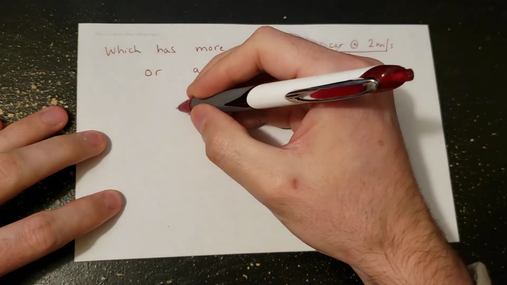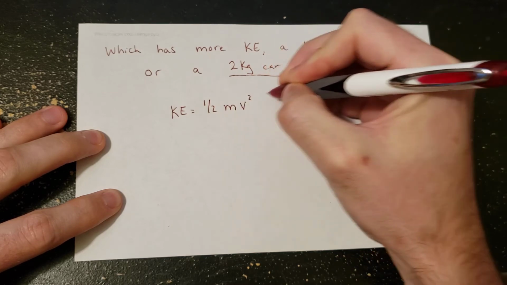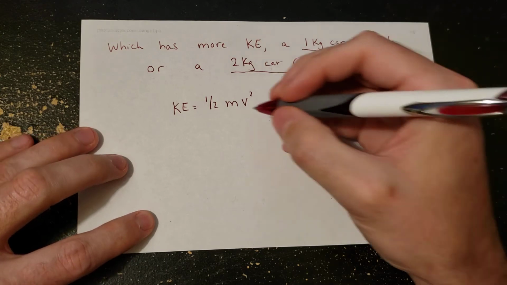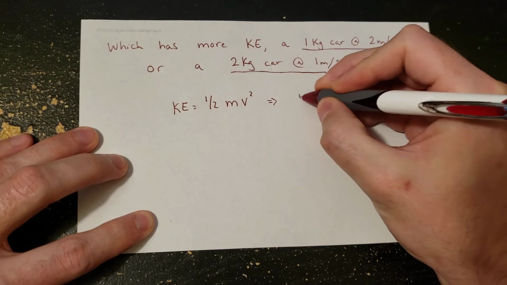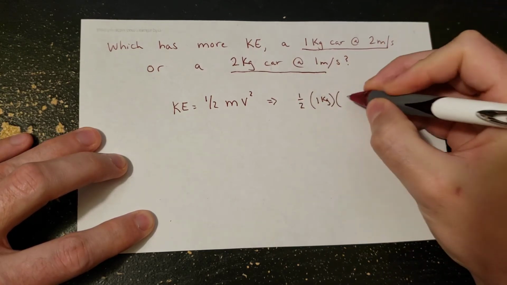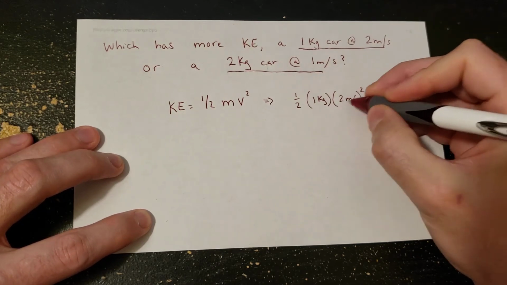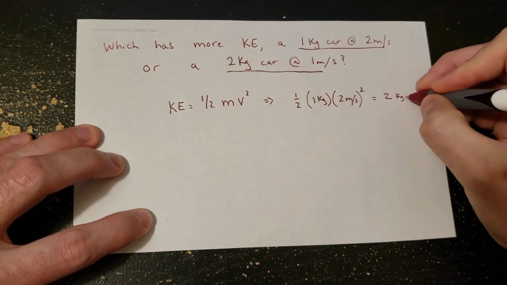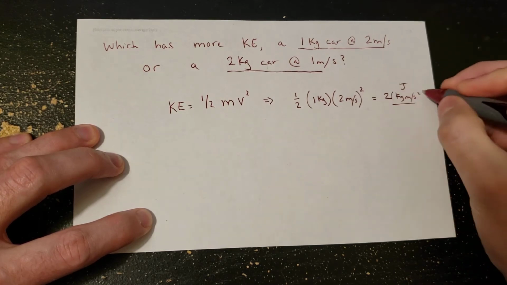So the equation for kinetic energy is that it is equal to 1/2 mass times velocity squared. So if you have all the values needed, it's as simple as plugging them into this equation, and I'll do one and then the other. So in the first one, we've got 1/2 times a 1 kilogram car times 2 meters per second, but we are squaring that value. So 2 squared is 4, 4 times a half is 2 kilogram meter per second squared, which is also known as a joule, by the way.